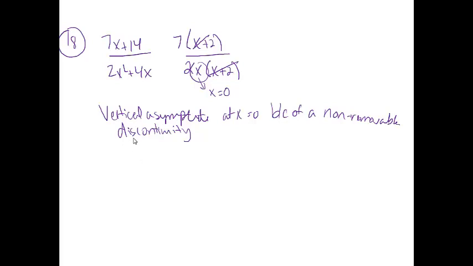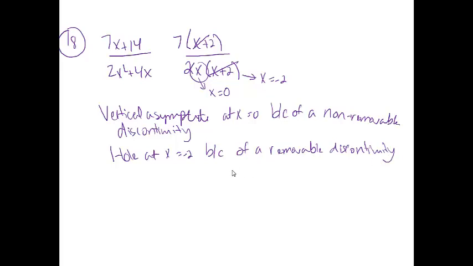And then I'd next talk about a hole. I know that there's going to be a hole. x equals -2 would make this function undefined. However, it could cancel out. So I know that there's going to be a hole at x equals -2 because of a removable discontinuity.